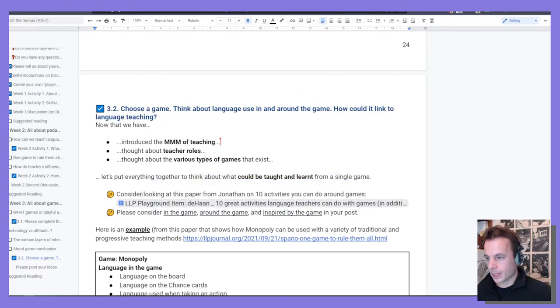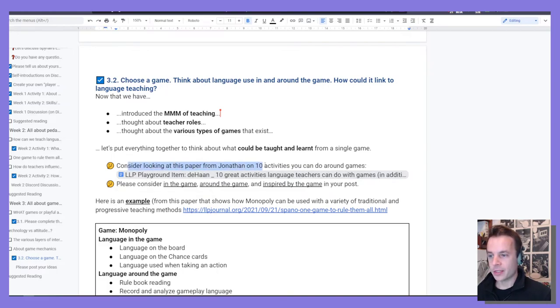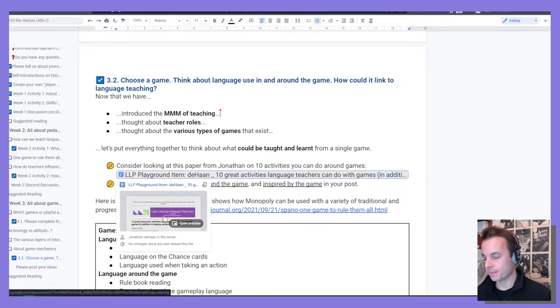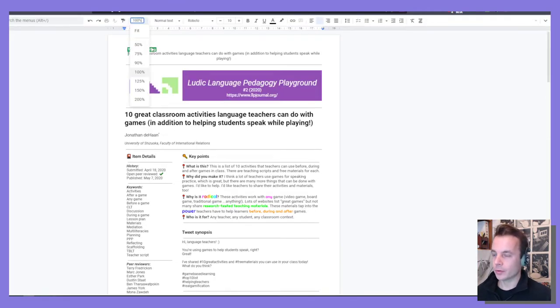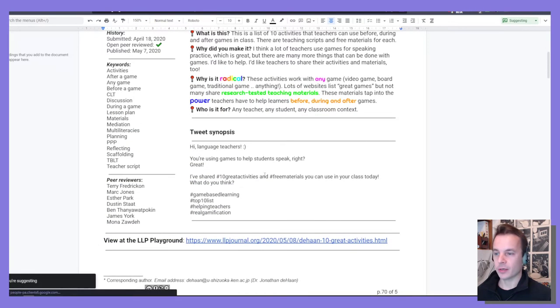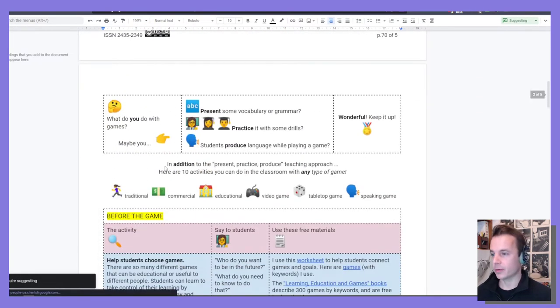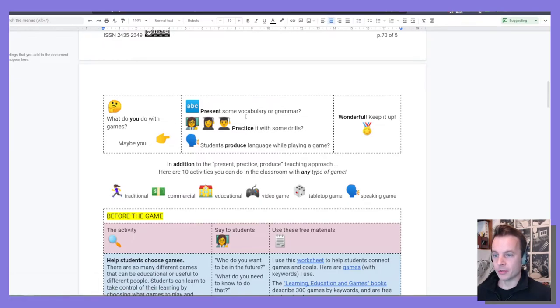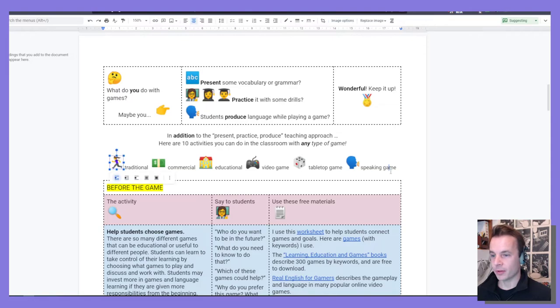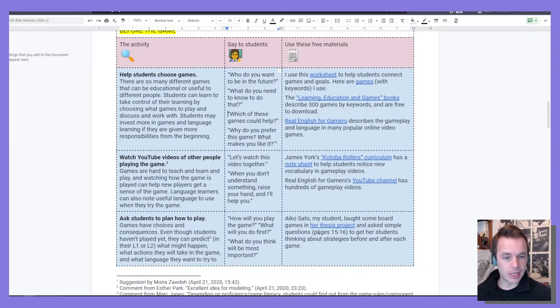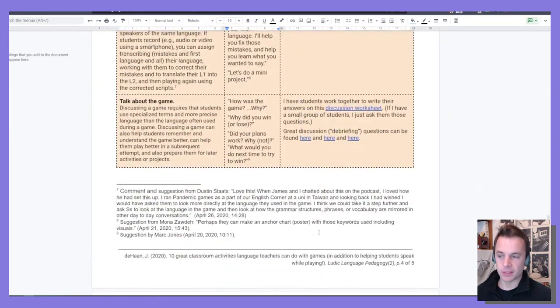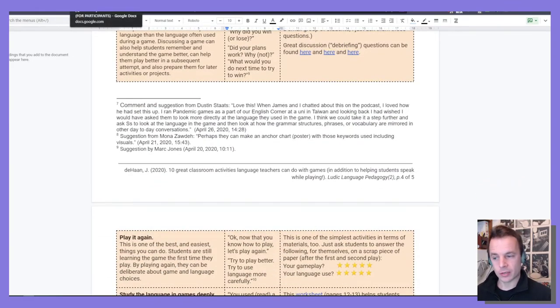So there's a few things to help you here. Consider looking at this paper from Jonathan on 10 activities you can do around games. Jonathan published a very short LLP playground piece on activities that can be done around gameplay. So maybe you teach with games, maybe you do this, wonderful. However, there are a bunch of other things that you can do around gameplay. Oops, I'm actually editing the document itself. And he made a list of activities here, which may be useful for you. You don't have to look at it right now, but for example, play it again. That's a good activity.